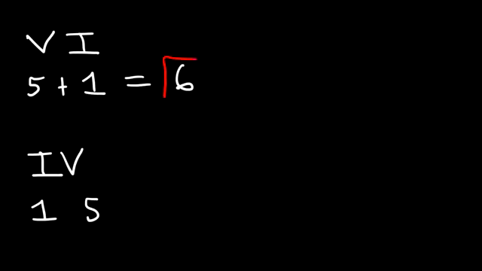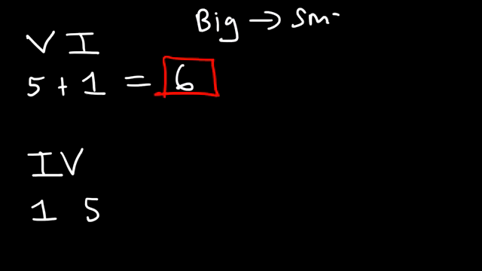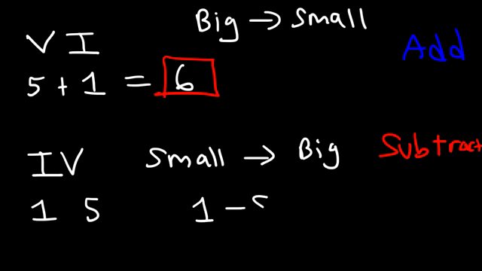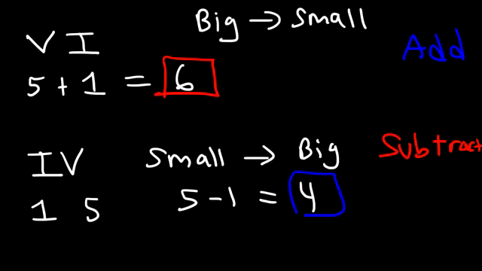Now what you need to know is that when you're arranging Roman numerals, if you're going from a big number to a small number, what you need to do is add. Now, if you're going from a small number to a big number, then you need to subtract. You don't want to say 1 minus 5, because that's going to give you a negative number. You want to subtract the small number from the big number. So it's going to be 5 minus 1, which is 4. So you need to know that IV is equal to 4, whereas VI is equal to 6.